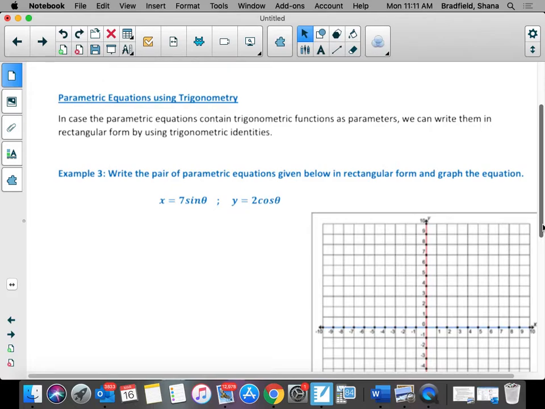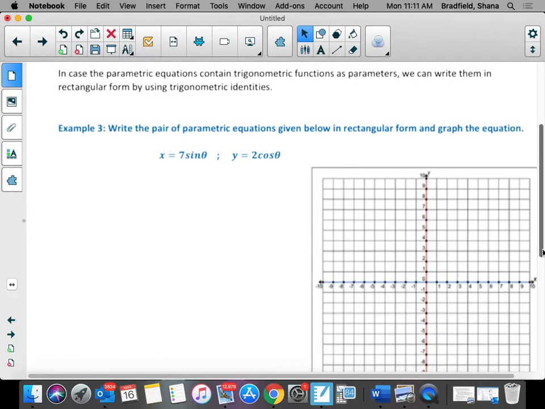Another thing that we can have happen is we can have some trigonometric functions in there. So in case the parametric equations contain trigonometric functions as parameters, we can write them in rectangular form by using trigonometric identities. So it says write the pair of parametric equations given below in rectangular form and graph the equation. So this time we don't have a t, and I don't want to solve for theta. That's not really going to work for me.